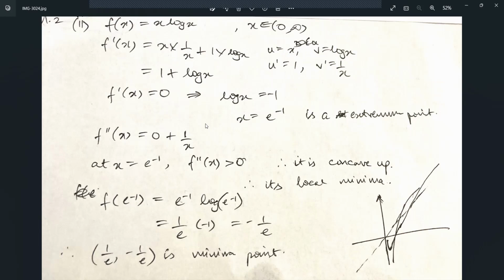And we know the critical points, that is either maxima or minima, are given when the first derivative is 0. So the first derivative is 0 here. We equate this and get log x equal to -1. Taking the inverse of this, we get x equal to e power -1.